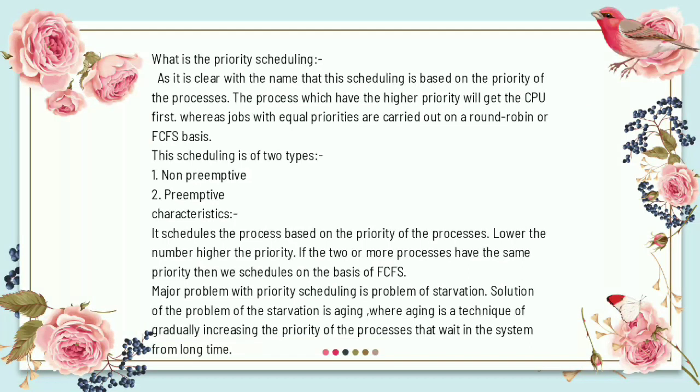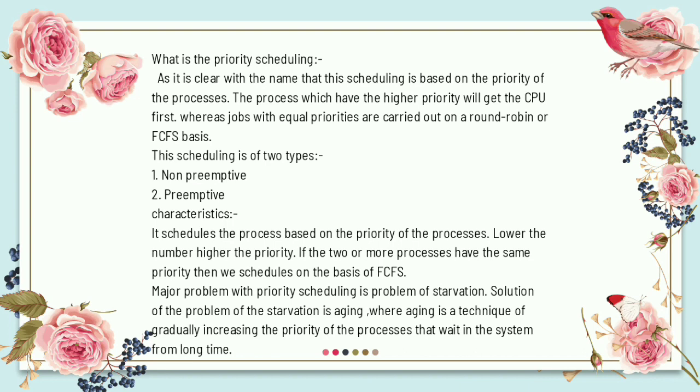What is priority scheduling? As is clear from the name, scheduling is based on the priority of the processes. The process which has the higher priority will get the CPU first, whereas jobs with equal priorities are carried out on a round-robin or FCFS basis. This scheduling is of two types. First is non-preemptive, second is preemptive.